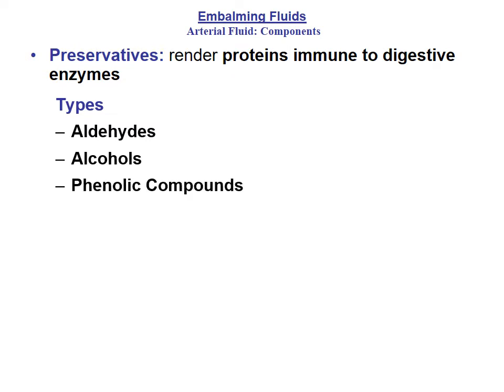And then phenolic compounds. Now, we don't tend to use the phenolic compounds as arterial preservatives. It's more specific preservatives. So, for instance, I want to cauterize tissue, preserve it. Phenolic compounds are good for that.